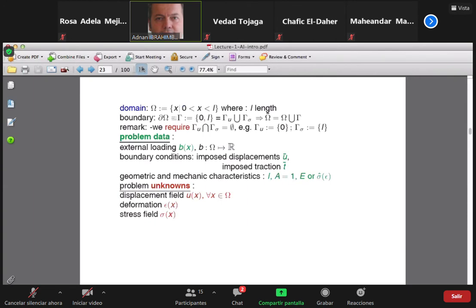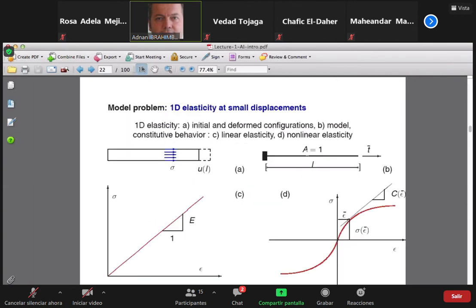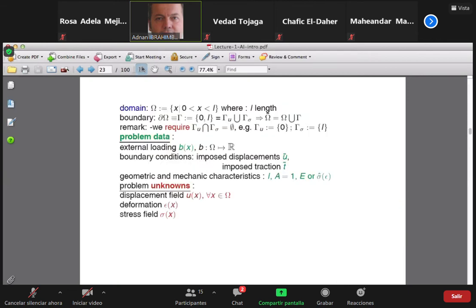So first of all, we define the domain. Given that we have a one-dimensional problem with the cross-section A equal to 1, so we don't worry about the cross-section anymore, we can define the domain simply by assuming the x-axis is placed at the left end of the bar.